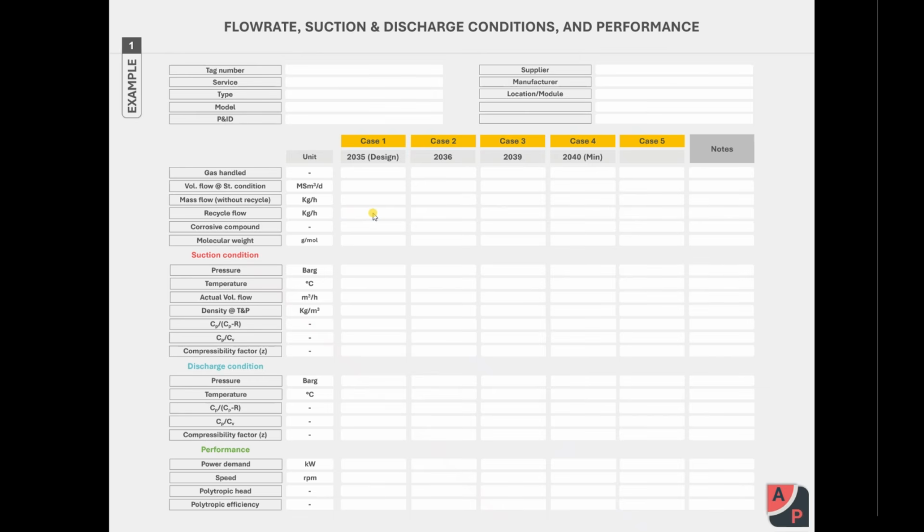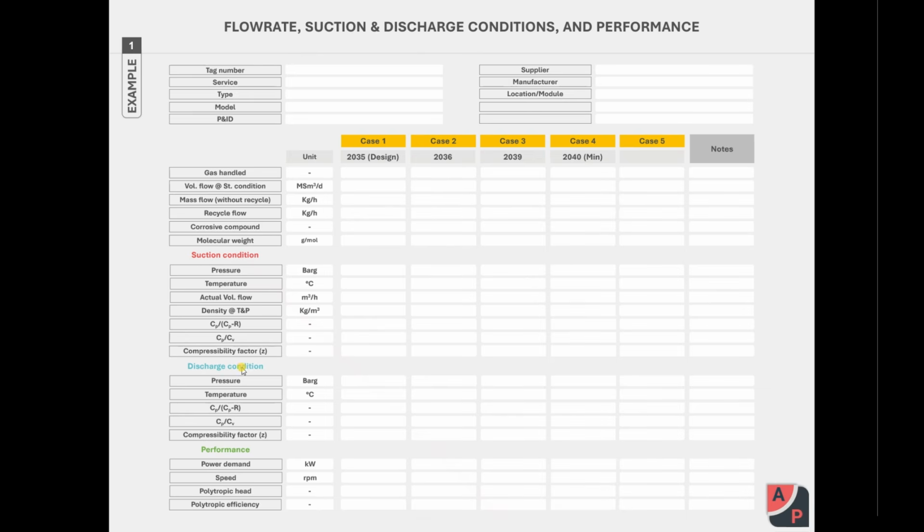Recycle flow: since we have no compressor curve available at the moment, we have to set it to 0. Based on our composition, the gas handled is hydrocarbon, so we can set hydrocarbon for all the cases. And recycle flow, as mentioned, is 0. And for the corrosive components, we have water and CO2. You know that CO2 in the presence of water creates a corrosive environment.